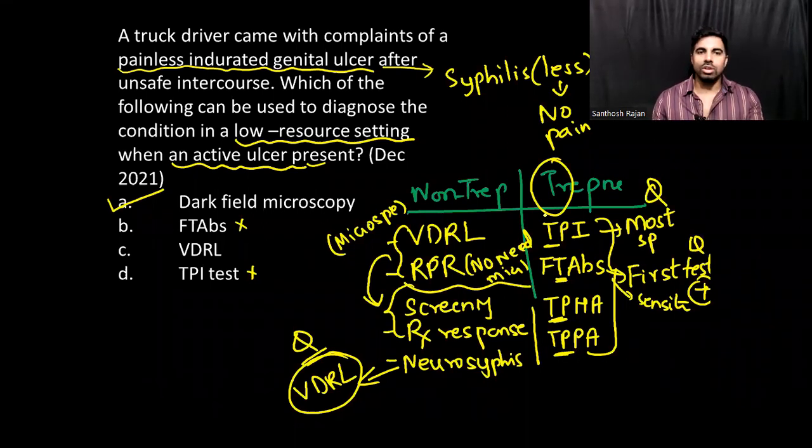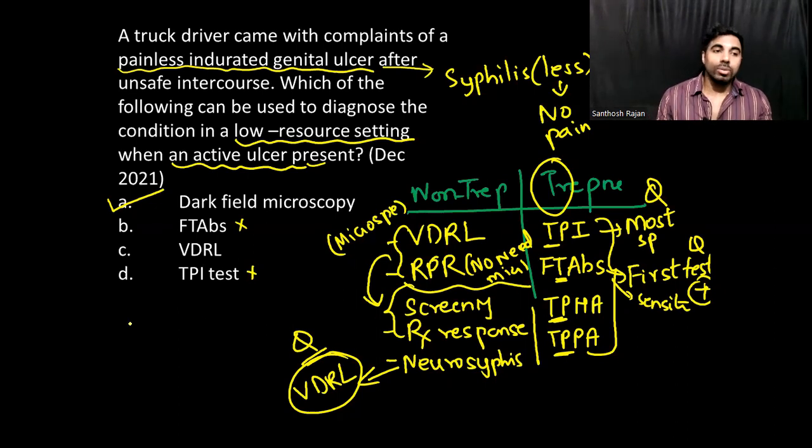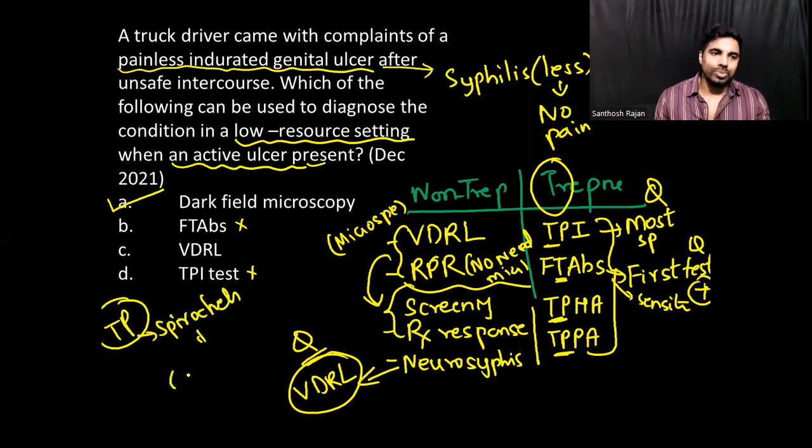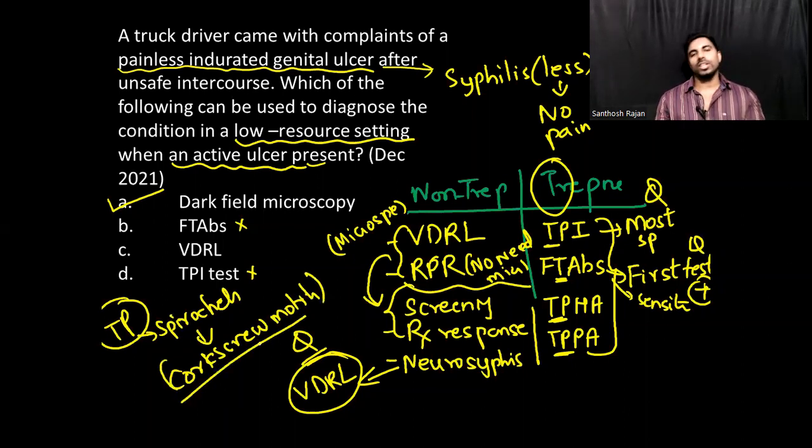So if they ask you to differentiate non-treponemal from treponemal, this is the way you'll answer. Very simple. Apart from that, we have the Wassermann complement fixation test, which we don't use too much. And then dark field microscopy. Treponema pallidum belongs to the spirochetes, so what type of motility do spirochetes have? Corkscrew motility. Very simple. These are the things you have to remember. This has almost covered everything.